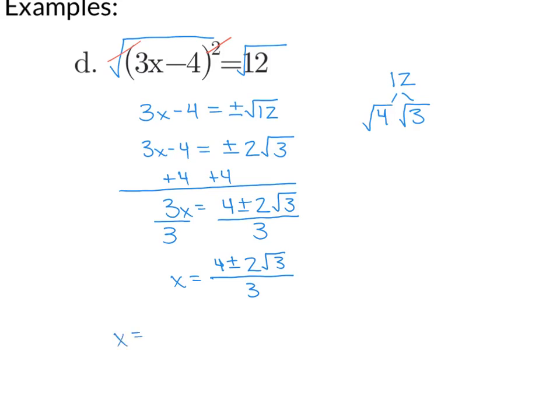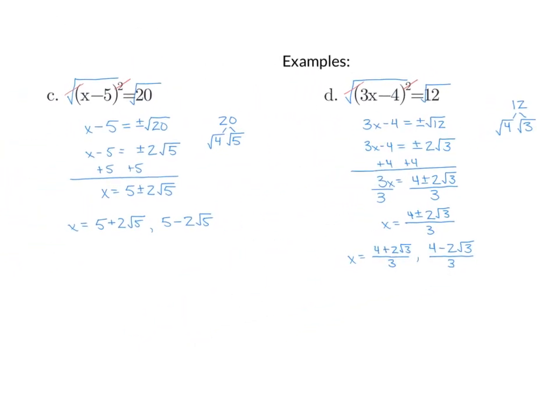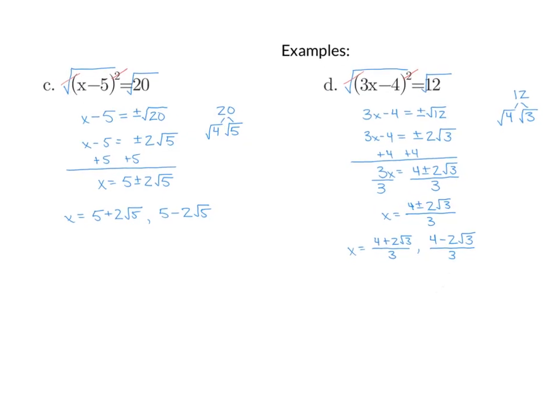For our homework, we're going to type in 4 plus 2 square root of 3 over 3, comma, 4 minus 2 square root of 3 over 3. And that takes care of the square root property.